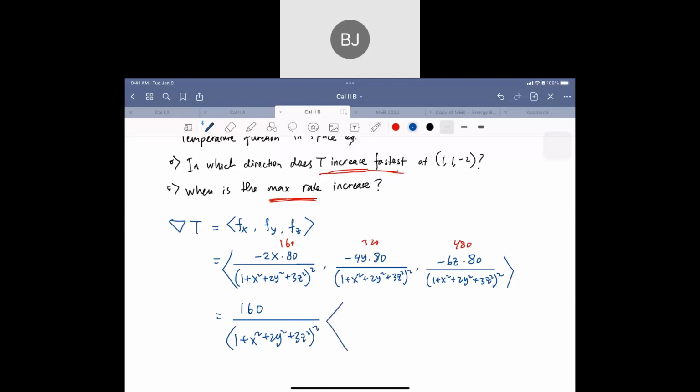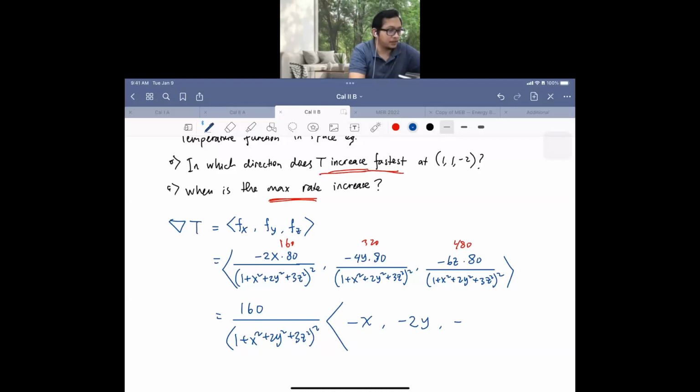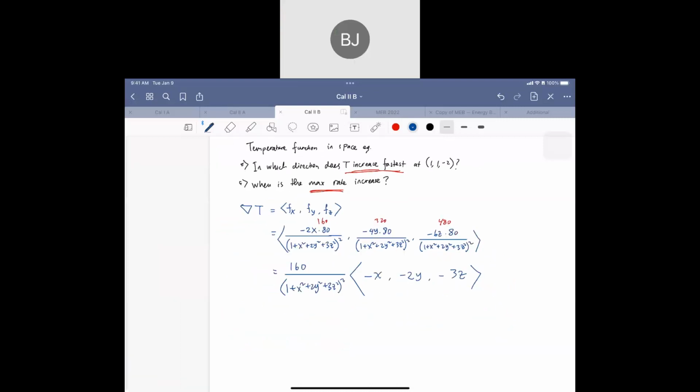And the factor inside will be negative x, and then negative 2y, and negative 4, or 6, right? 6. Six, 3, 3z. Okay.